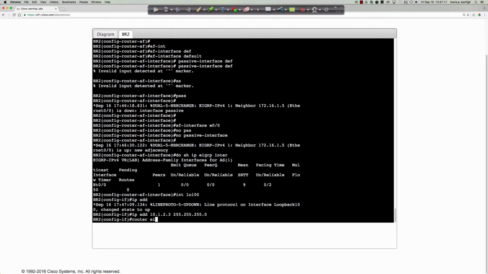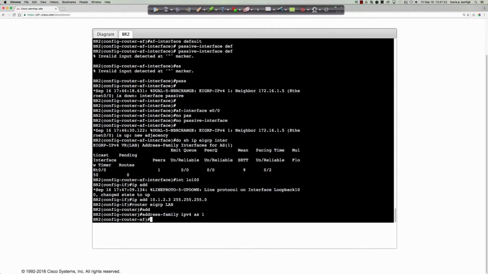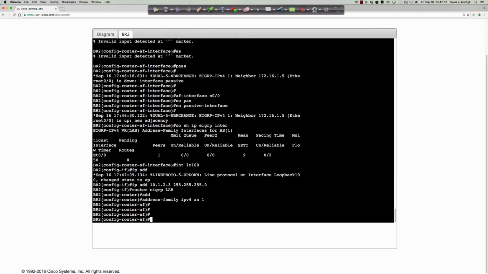and then go back into router EIGRP lab, address family IPv4 unicast AS 1. You see I left unicast off and then shortened autonomous system just to AS, and that will work on the routers that we're working on, the 2911 series. And then once I'm here, I'm going to say AF interface loopback, and I said 100.